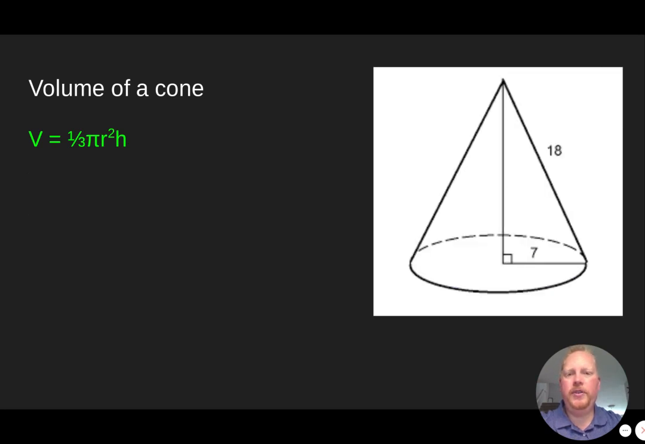Let's do the same thing for this cone. Let's see, our radius is 7, so I can plug that in. The height, okay, don't fall for the trap. That 18, that's the slant height, okay? So in order to find the actual height, we've got to do a little Pythagorean theorem. So let's set that up. So h squared plus 7 squared equals 18 squared.